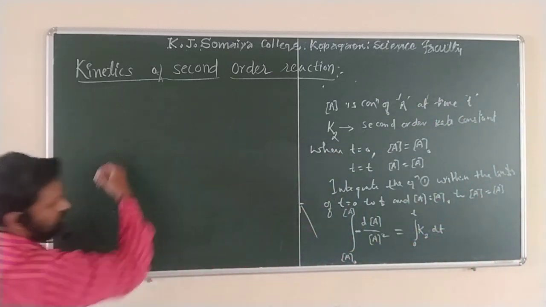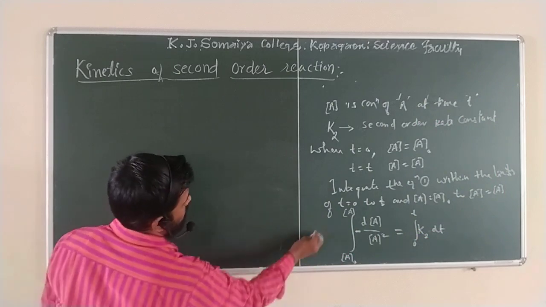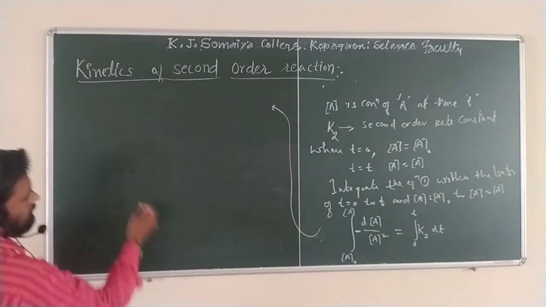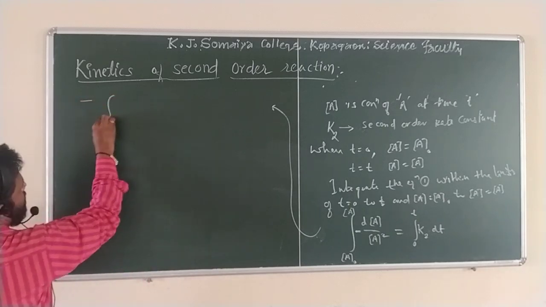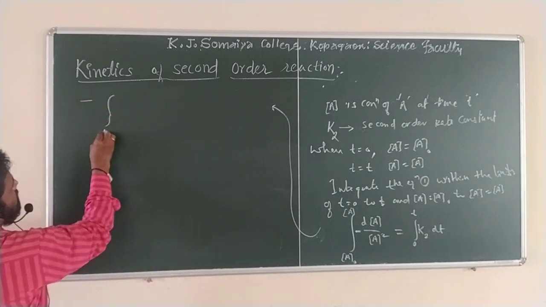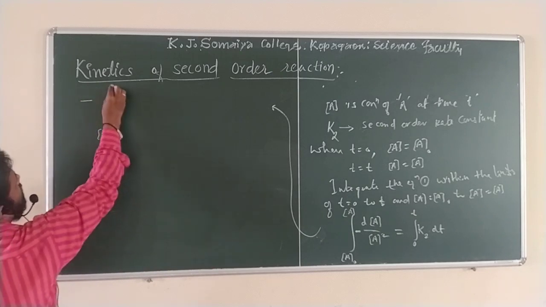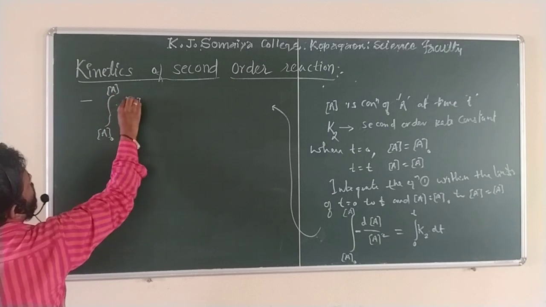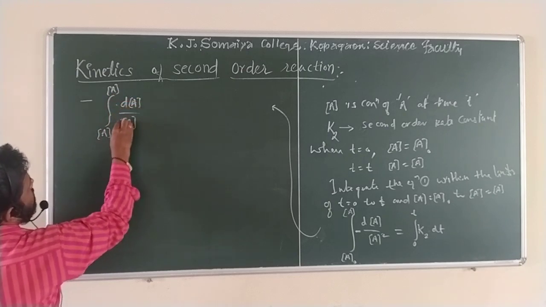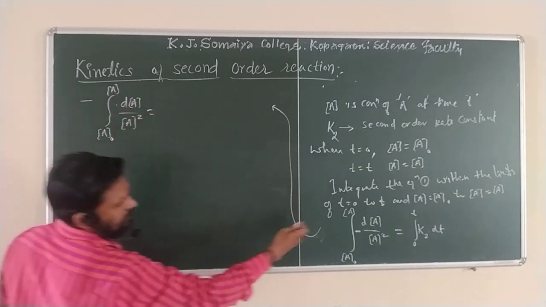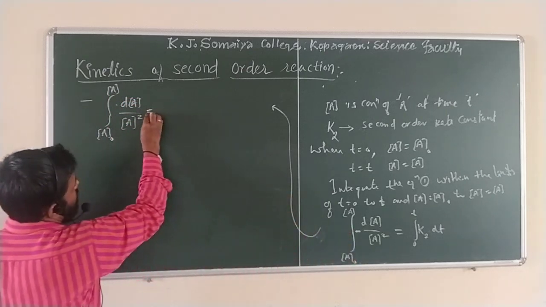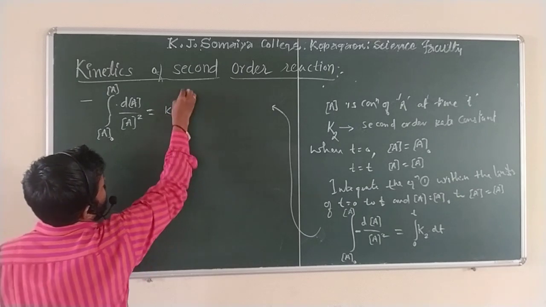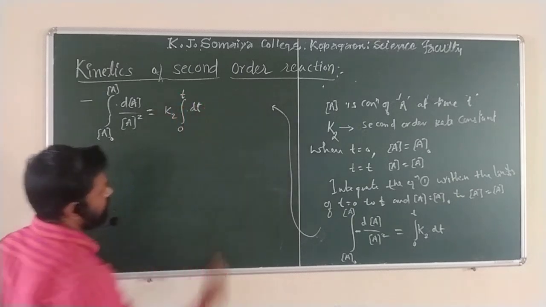Now continue here. Now we are going to integrate first, with the negative sign taken outside for our convenience. Concentration of A0 to concentration of A, dA upon A square is equal to K2, where K is the constant taken outside, integrated from 0 to t with respect to dt.